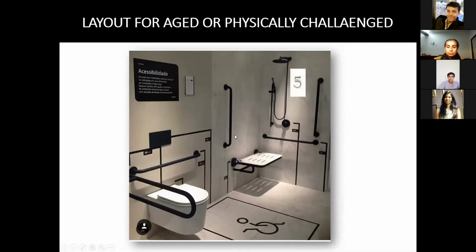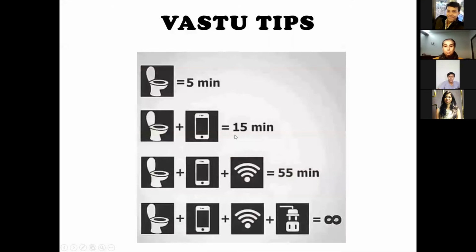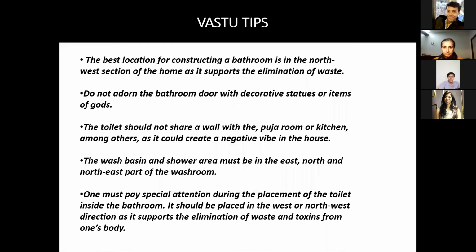So now we'll move on to the Vastu tips. The best location for constructing a bathroom is in the northwest section of the home, as it supports the elimination of waste. Do not adorn the bathroom door with decorative statues or items of God. Third point, the toilet should not share a wall with the puja room or kitchen, as it would create a negative vibe in the house.